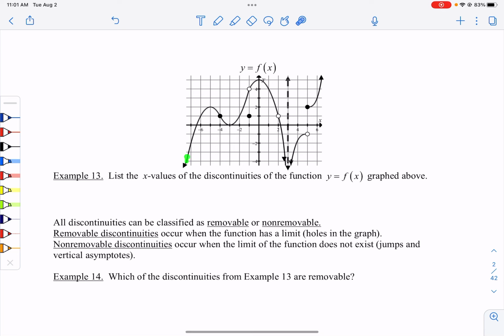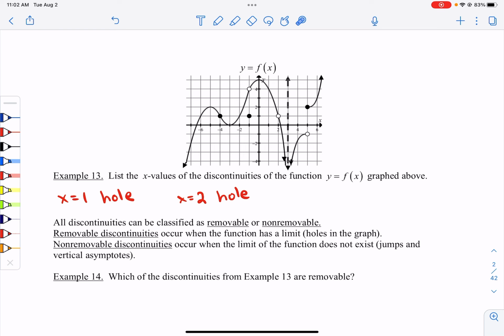So as I go across my function, I'm still drawing, I'm still doing good. When I get to right here, I run into a hole, and that's at x equals 1. So I have a discontinuity at x equals 1, and that discontinuity is a hole. If I keep going, from there I follow my graph, and all of a sudden when I get to 2, I have another discontinuity. So at x equals 2, I have another discontinuity, and that one is also a hole in the graph.